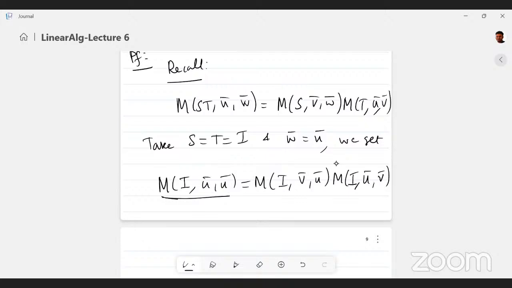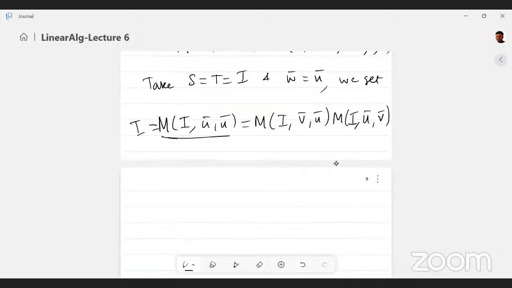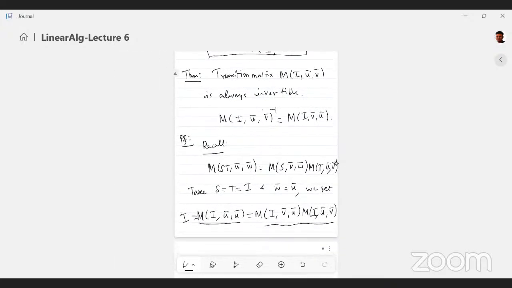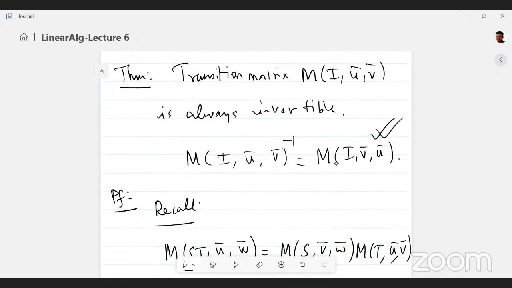If you take the identity transformation and fix both bases, then what will be the matrix of identity with respect to U bar? It should be identity. Yeah, exactly, so this is identity. That means the product of these two is equal to identity. Now, similarly, you can prove the other way by interchanging the roles. So that means they become inverse to each other. Both are invertible, and they are inverse to each other. So this transition matrix is always invertible.